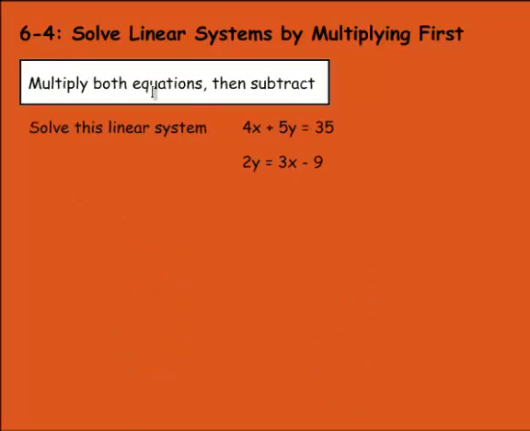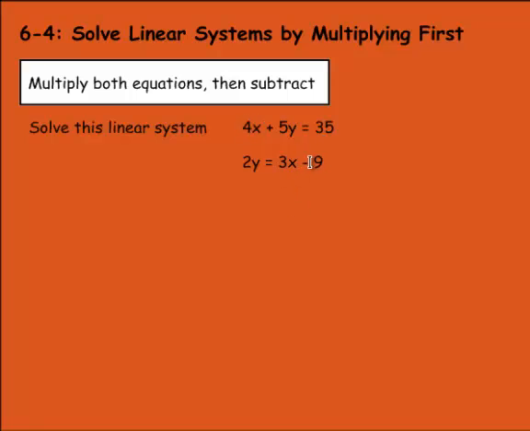Now we need to multiply both equations and subtract. For example, I can't multiply the 3x times a whole number to get me 4x, and I can't multiply 2y times a whole number to get me 5y. So I could find the least common multiple and then multiply both of these to get that multiple.